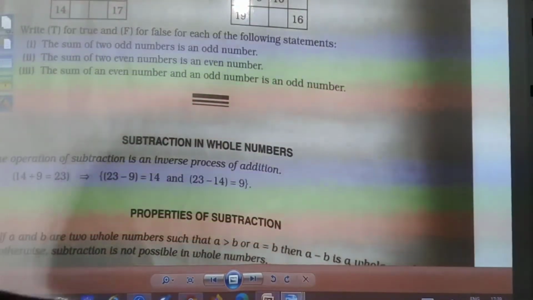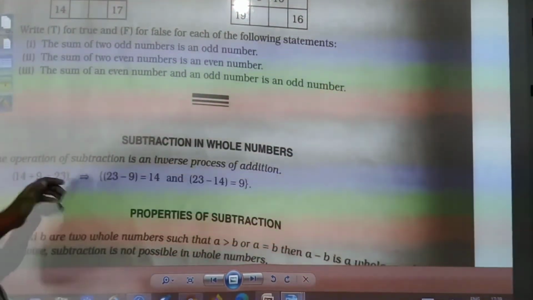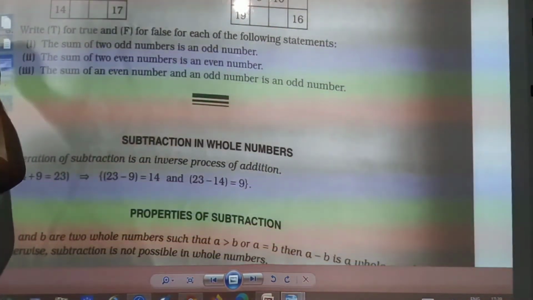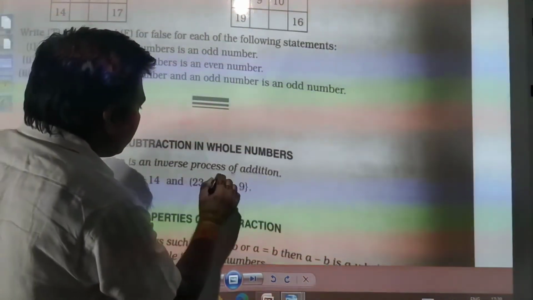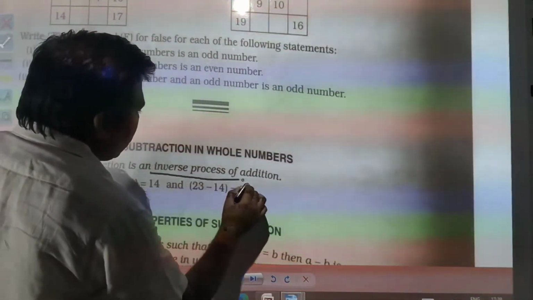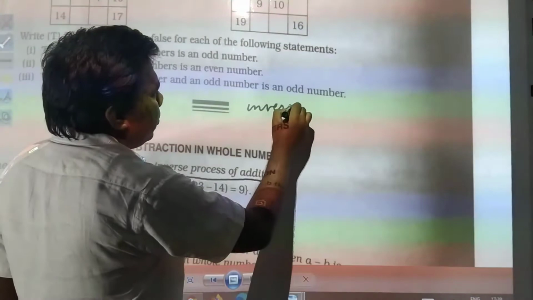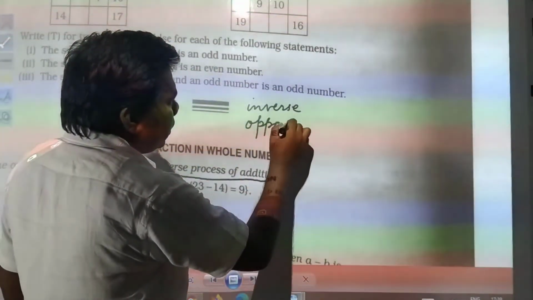Here you see properties of subtraction. Before that you see subtraction in whole numbers. The operation of subtraction is an inverse process of addition. What does it mean? Inverse process of addition means just opposite to addition.